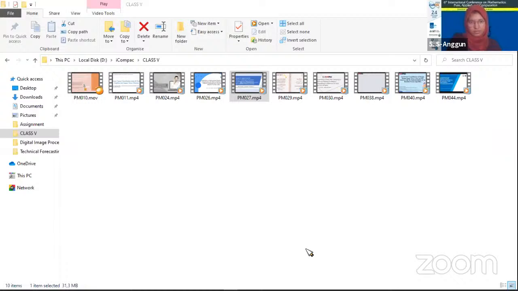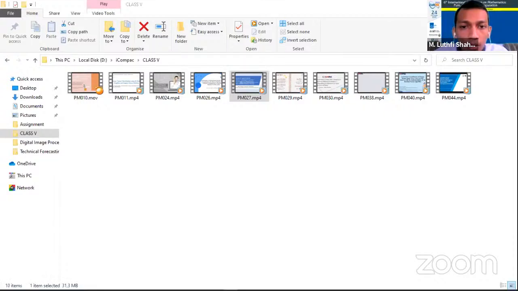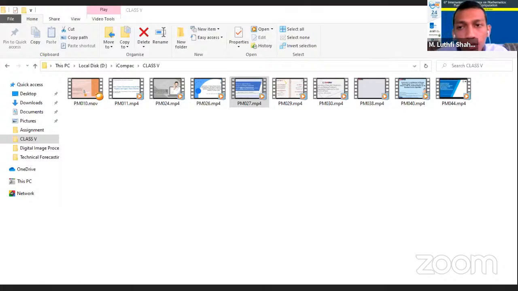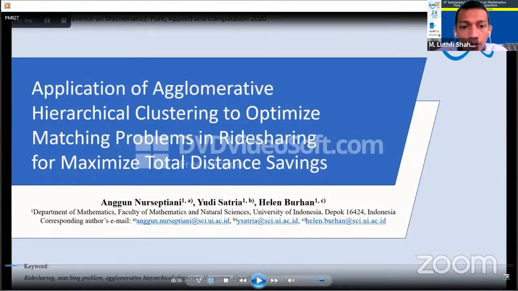Hello everyone, my name is Anggun. Today I would like to present our research with the title Application of Agglomerative Hierarchical Clustering to Optimize Matching Problems in Ride Sharing for Maximizing Total Distance Savings.